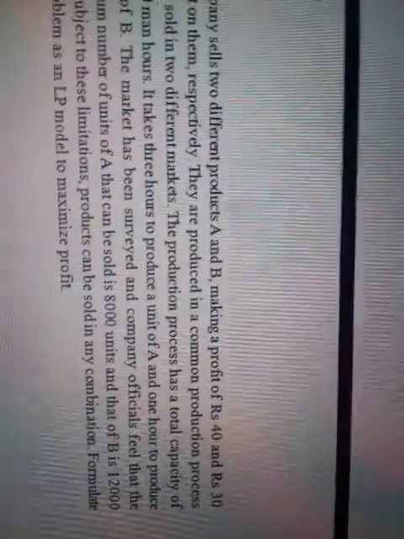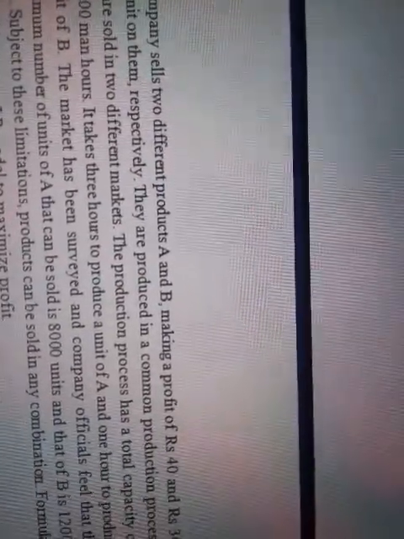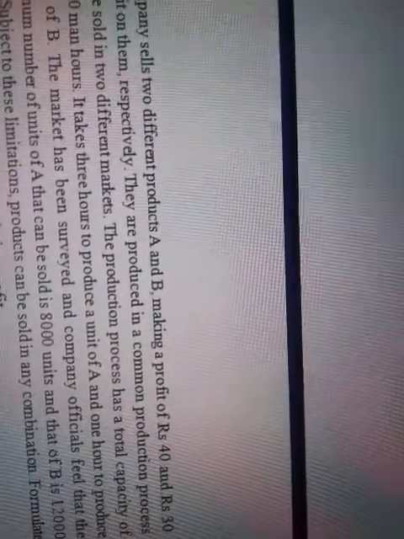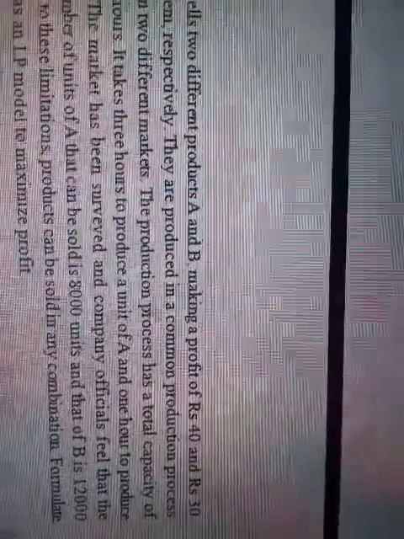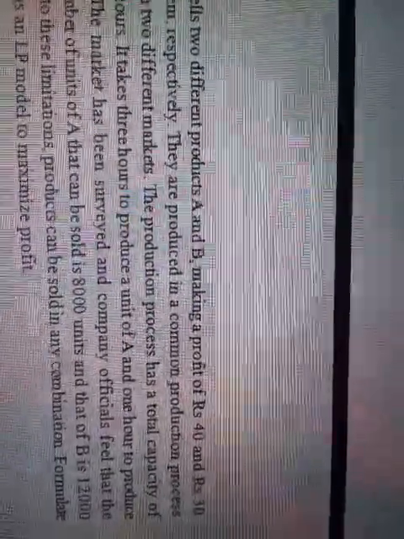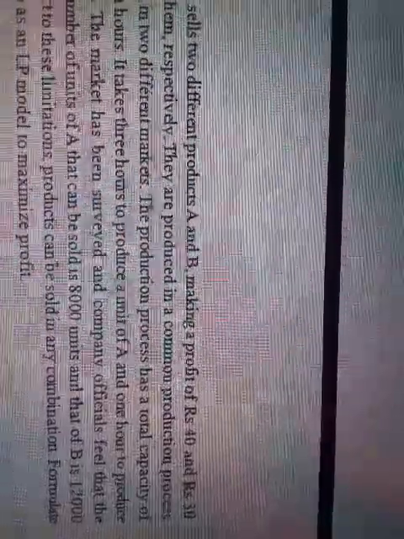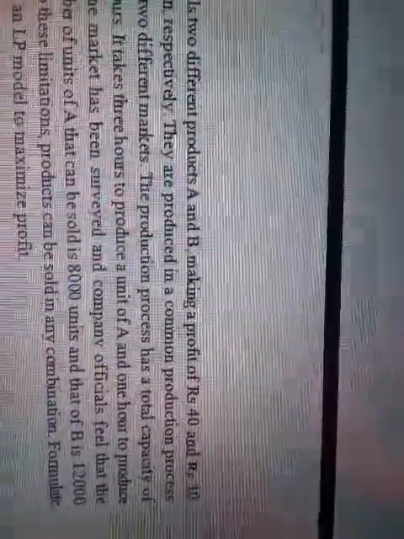I'll read this problem now. A company sells two different products A and B, making a profit of rupees 40 and rupees 30 per unit on them respectively. So here it is given profit of rupees 40 and 30, so you have to maximize. Your objective function is maximization.